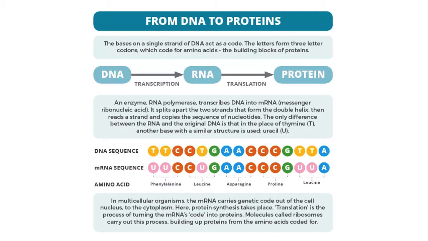That's the only difference. And the important thing to recall is that you have these three-letter codons that code for different amino acids. So, for example, UUC codes for phenylalanine, CUG for lysine, CCG here for proline. Okay, and this is the fundamental basis of the genetic code.